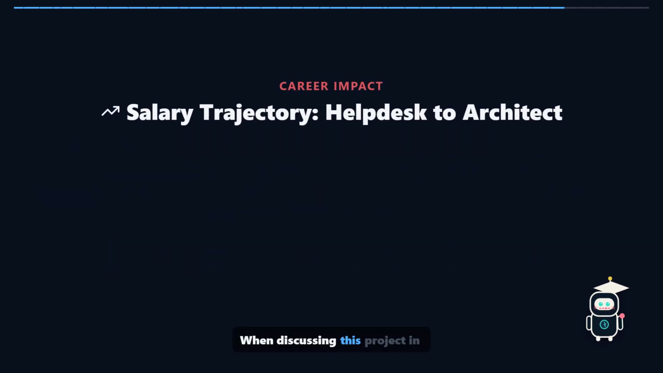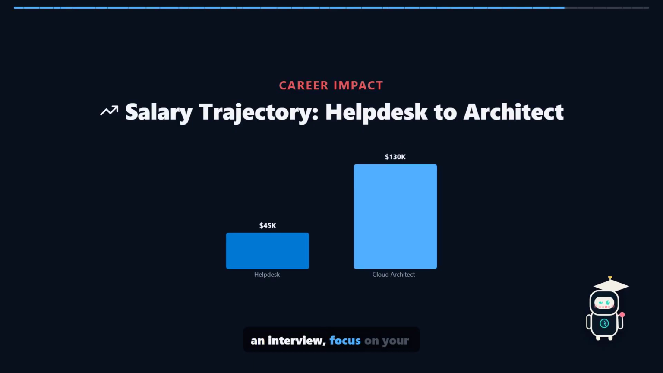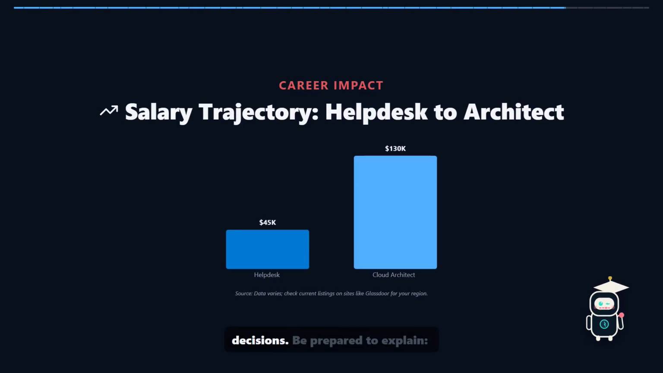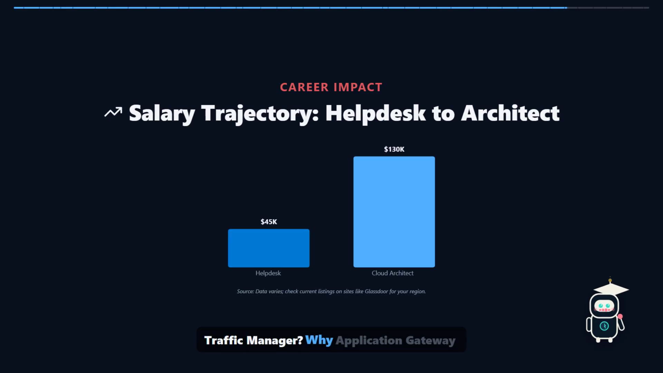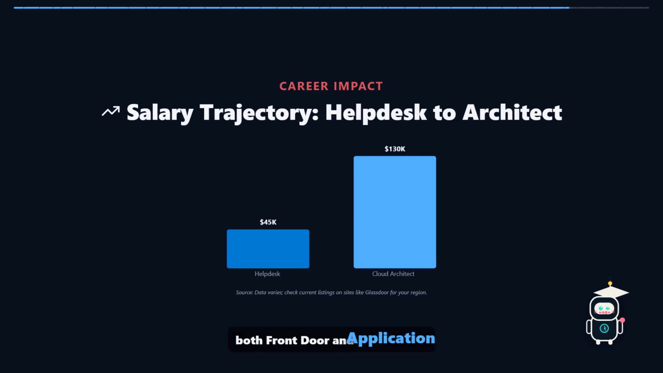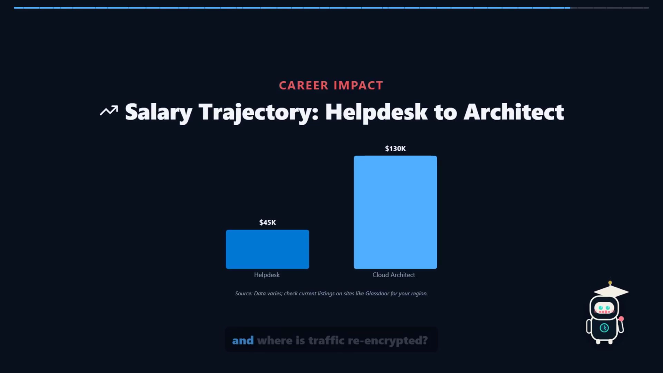When discussing this project in an interview, focus on your decisions. Be prepared to explain why Front Door instead of Traffic Manager. Why Application Gateway instead of Azure Load Balancer? Did the architecture actually require both Front Door and Application Gateway? Where does TLS terminate and where is traffic re-encrypted?